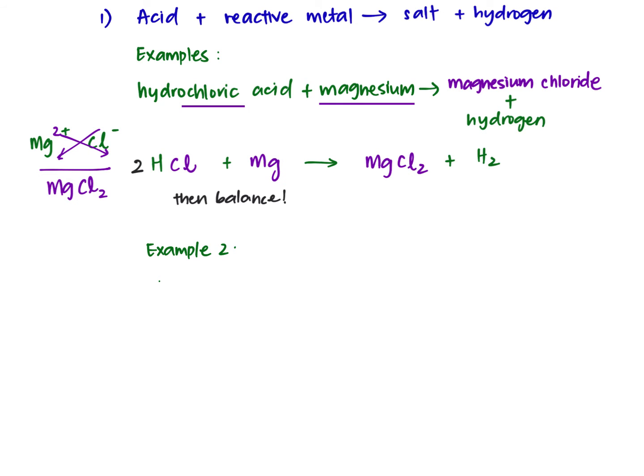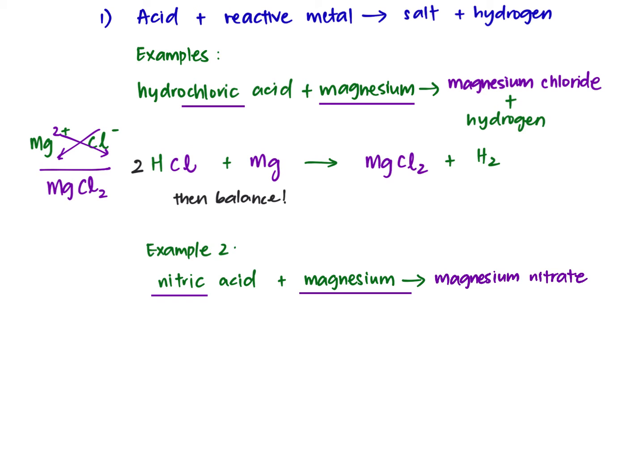and everything else for the atoms will balance. Now, second example, nitric acid plus magnesium. So if it is a nitric acid, it will give a nitrate salt. So the first part of the salt name comes from the metal, magnesium. Because nitric acid has nitrate ions, it will give the salt with ending with nitrate. So again, hydrogen gas will be formed.